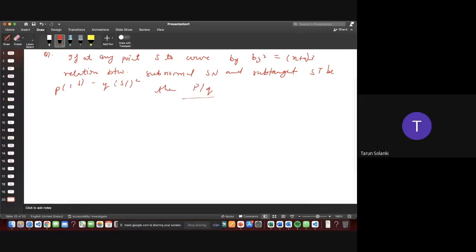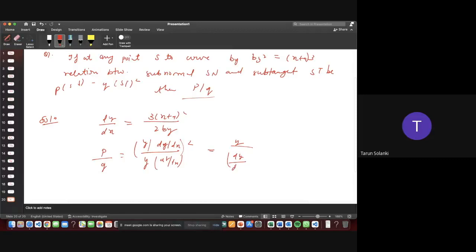You know, this is the same problem. So let's solve. So we know dy by dx equals 3 (x plus a) whole square by 2by. Similarly, P by Q is y dy by dx over (y by dy by dx) whole square, that is y dy by dx over y by dy by dx whole cube, which equals 8b by 27. So copy this.